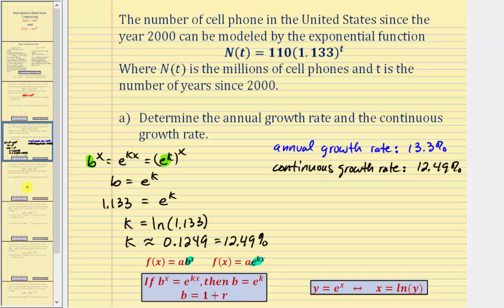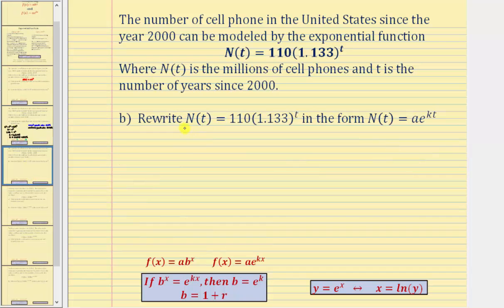Now for the second part of this question, we're asked to write the given exponential function in the form n of t equals a times e raised to the power of kt. Remember, we just found that k is approximately 0.1249. This is all we need in order to write an equivalent exponential equation in this form here.